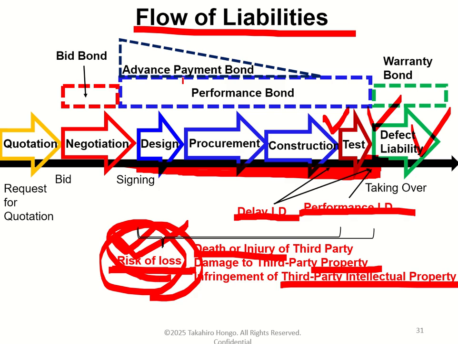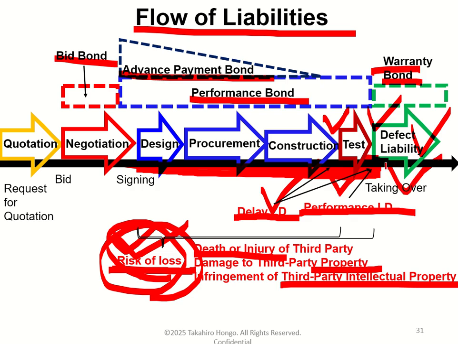And finally, the contractor is typically required to submit bonds: a bid bond, a performance bond, an advance payment bond, and a warranty bond. A bond is actually submitted by a bank, so it is often called a bank guarantee. A bank guarantee is a security instrument against the contractor's breach of contract. This is the flow of liabilities. Is it clear?